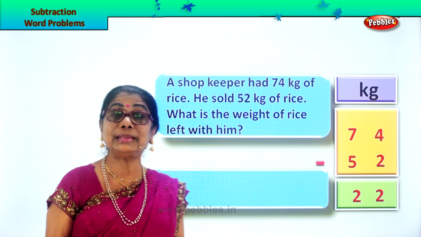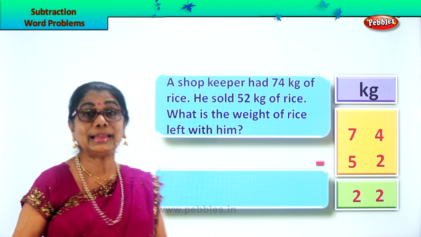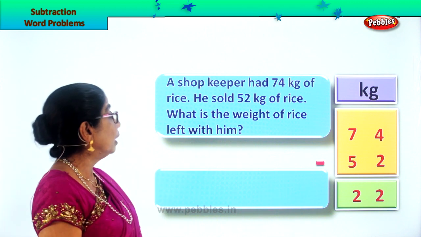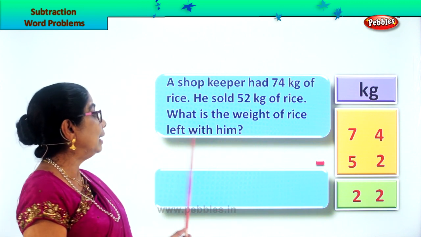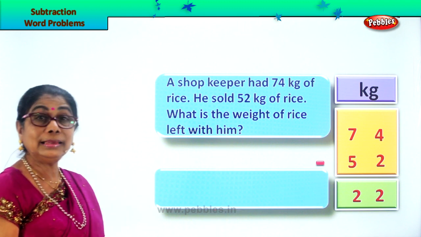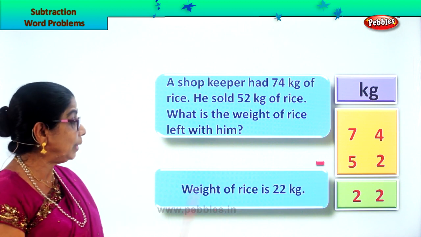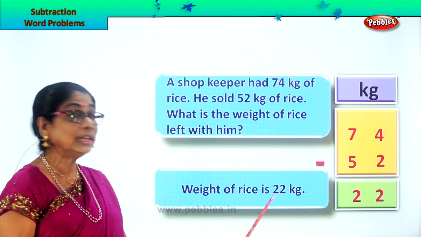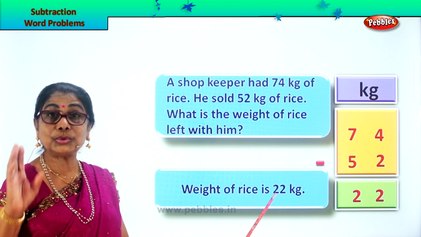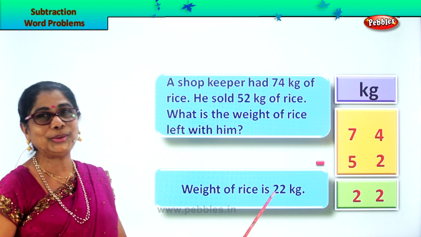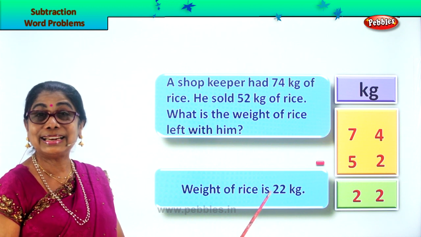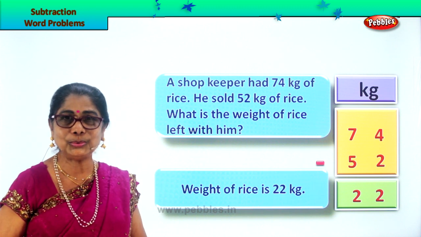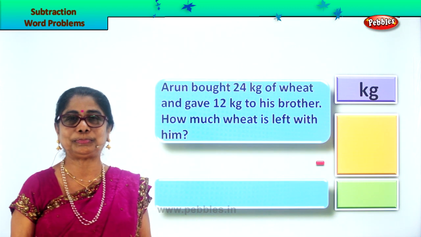22 kg of rice the shopkeeper has now. What is the weight of the rice left with him? The shopkeeper is left with 22 kg of rice. So in the shop there is now 22 kg. What problems in subtraction did you enjoy? Shall we look at a new sum now? Good.